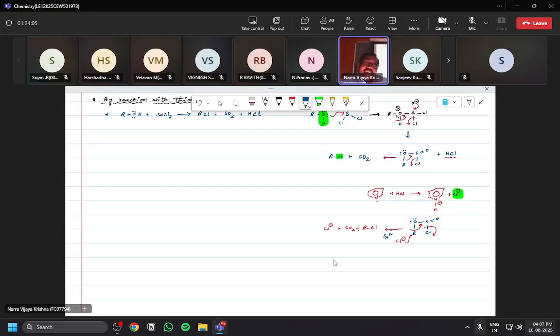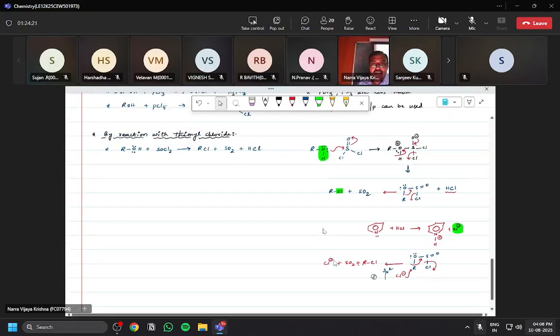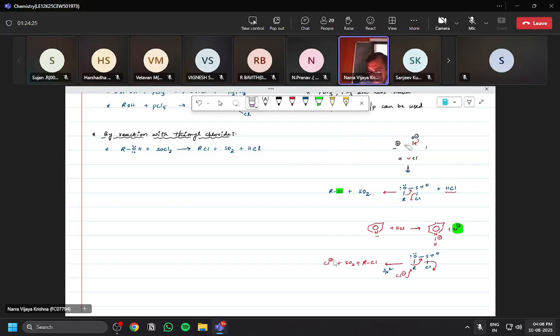If there is no pyridine, reaction proceeded via intramolecular rearrangement SNi. If pyridine is present, the same reaction is proceeded via SN2 mechanism. Understood? Any questions in it? No, sir. So I am removing this part. I will write that as a mechanism separately.